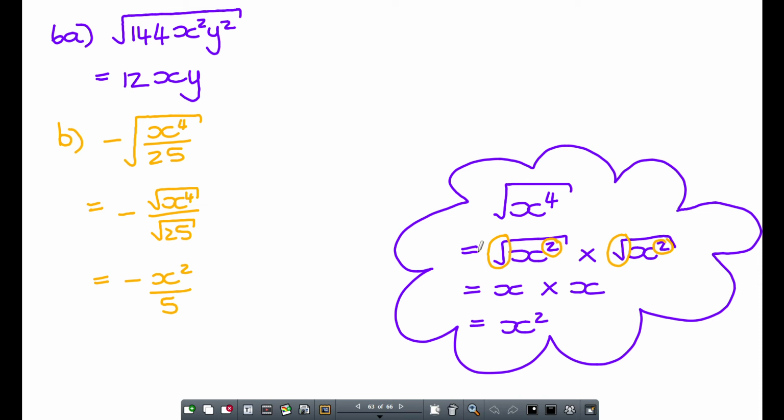So basically what I did in that bubble is I broke them up to, instead of x to the power 4, I said x to the power 2, x to the power 2. Because now I could see that those squares and the square roots would cancel out. Okay, so just to show you how I got to the x squared, then square root of 25 will be 5. Can you see that negative is still in front? Okay, so any questions there?